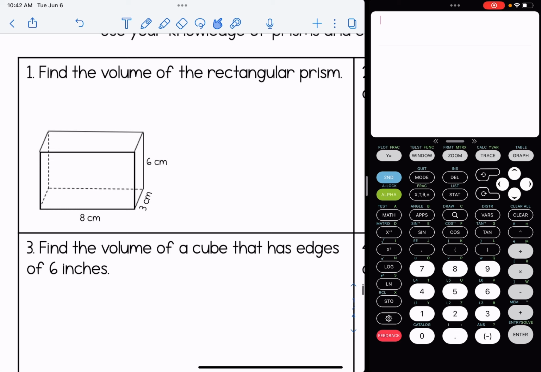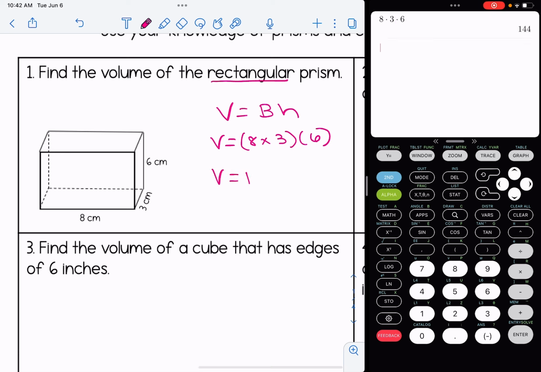We're going to find the volume of the rectangular prism. Since the word in front of prism is rectangular, that also tells us the base is a rectangle. That will help us when we fill in capital B. So the area of the base is 8 times 3 in this case. The height is 6. So in my calculator, I'm going to multiply those, and I get that volume is 144. Anytime we find volume, our units are always cubed, so our units are centimeters cubed in this example.